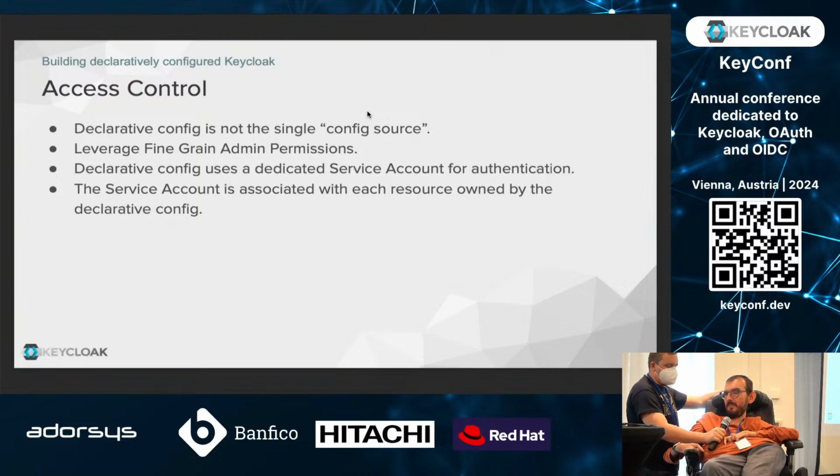So we will have to have a clear resource ownership of each resource that is created this way. Keycloak will know this specific client was created by, let's say, GitOps, and it will allow GitOps to manage only the clients that were created by it. This will obviously require some enhancements for the fine-grained admin permissions, but again, it's something similar that we already have there. Obviously, the declarative config server will use service accounts for authentication, and the service account will be tied to each resource created this way.